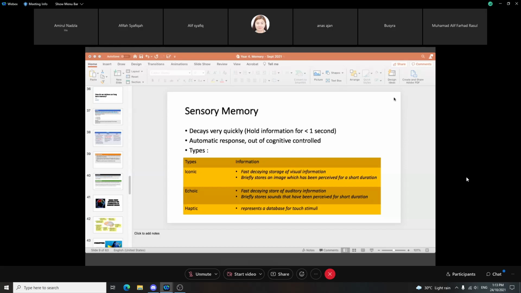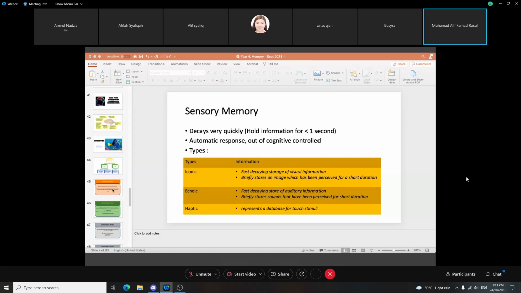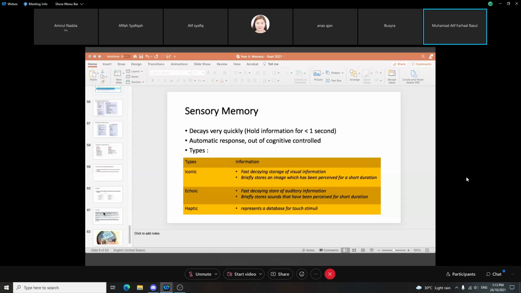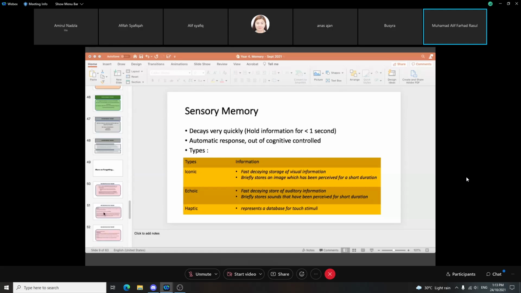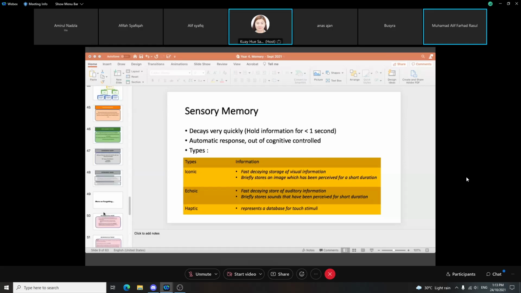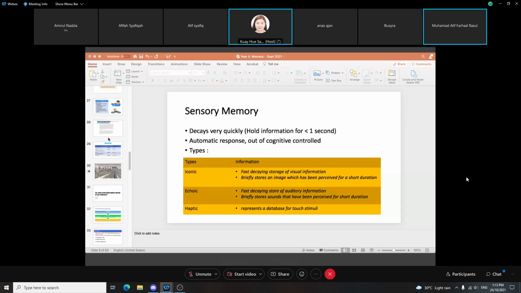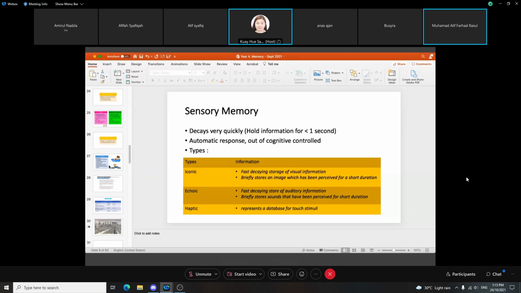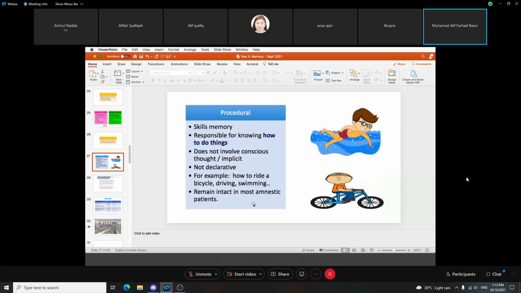Regarding the procedural memory skill, is muscle memory considered the same as procedural memory? Sorry, come again. Muscle memory, because sometimes, like you mentioned, patients with amnesia can still remember the skills that they already achieved before, like for sport and so on. So is it the same or different things? Muscle memory is actually a form of procedural memory as well. Yeah, they are the same thing.